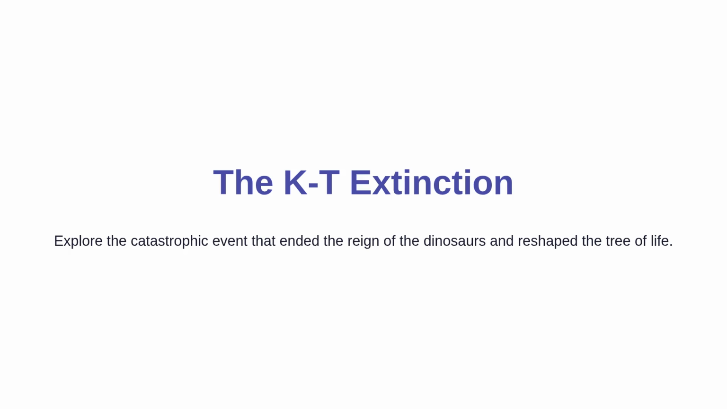Welcome to Evolutionary Biology. Today, we are going to explore one of the most dramatic and transformative events in the history of our planet, the KT extinction. Imagine a thriving, bustling world dominated by giant reptiles, suddenly plunged into darkness and chaos. This single catastrophic event wiped out nearly 75% of all species on Earth, including all non-avian dinosaurs.